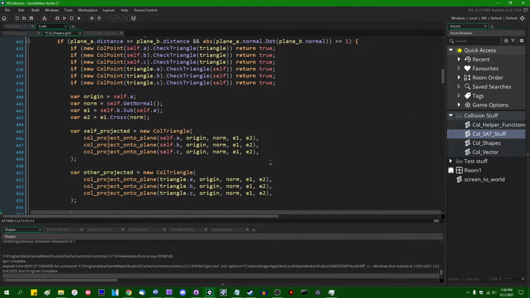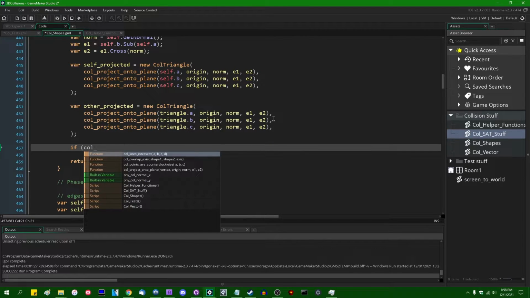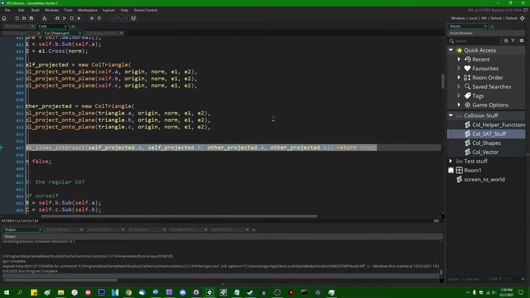So both triangles have 3 lines. We have 3 times 3 equals 9 intersections to test. For example, I can call lines intersect: self projected dot A, self projected dot B is going to be the points of one line segment, and the second line segment is going to be other projected dot A and other projected dot B. If these 2 line segments intersect, return true. There is a collision between these 2 triangles.